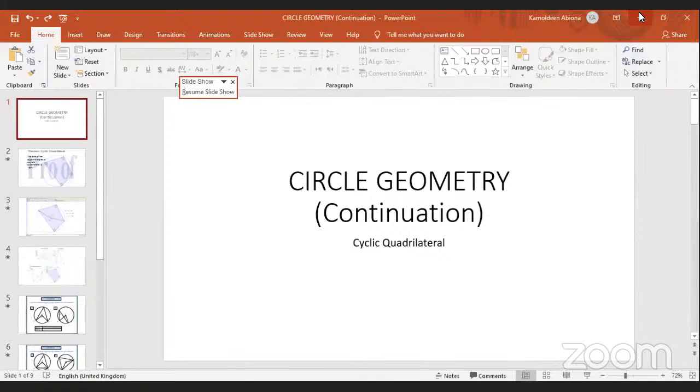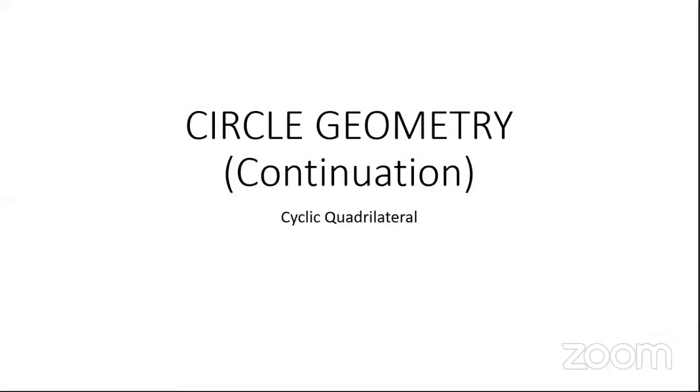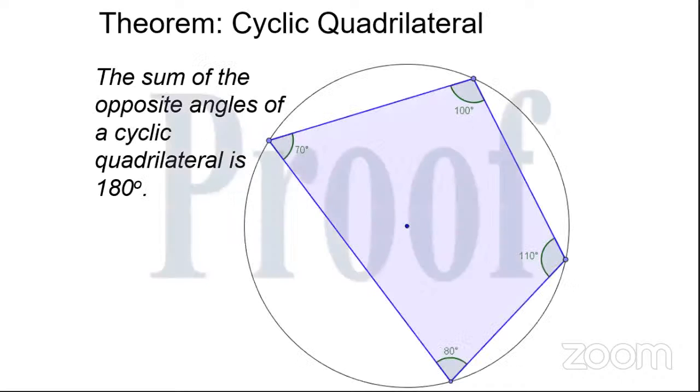So we want to continue on circle geometry, and for today we are going to pick the next theorem, and that is the theorem on cyclic quadrilateral. So we pick that, and we do a quick summary of what we have done so far too. So that is the major thing we want to look at today.